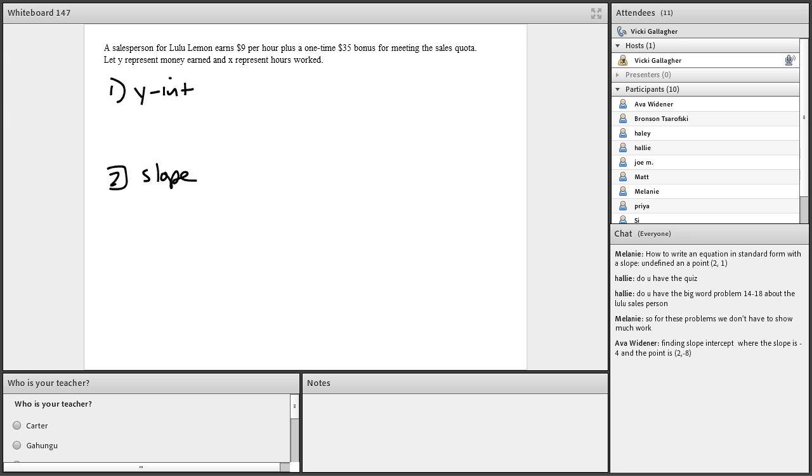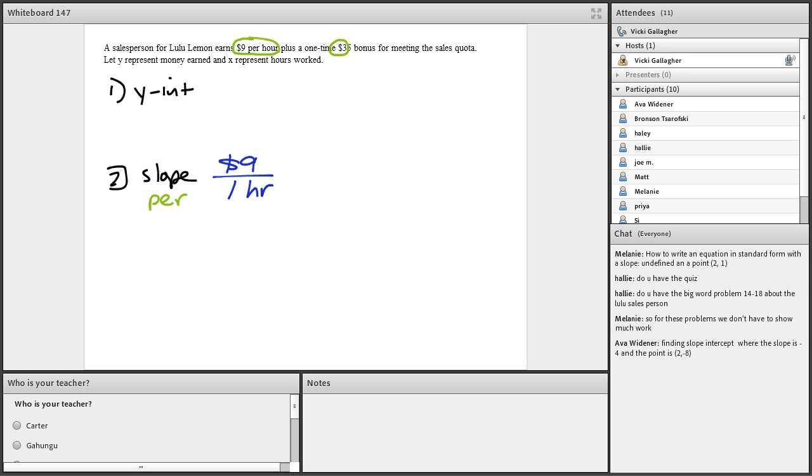The first number that I see is $9 per hour, and then the second number is the $35 bonus. So I want you to notice that I circled the per hour after the $9. The number that is immediately followed by the word per, that's going to be your slope. So my slope for this problem is $9 per 1 hour.